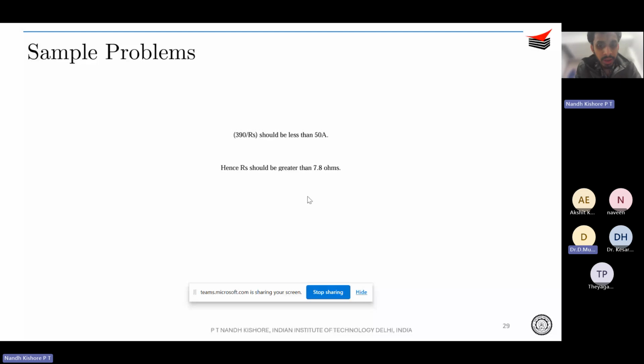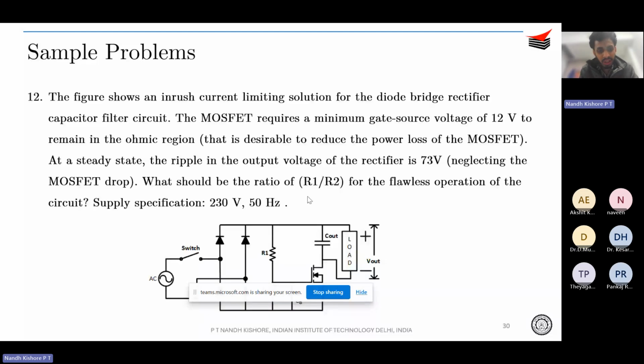So we'll go on to the next one. So this is regarding the MOSFET based inrush current limiting circuit that you might have studied in the lecture slides. The figure shows an inrush current limiting solution for the diode bridge rectifier capacitor filter circuit. The MOSFET requires a gate source voltage of 12 volts to remain in the ohmic region, that is desirable to reduce the power loss of the MOSFET. At steady state, the ripple in the output voltage is 73 volts, neglecting the MOSFET drop. What should be the ratio of R1 by R2 for flawless operation of the circuit? Supply specification is 230 volt, 50 hertz.